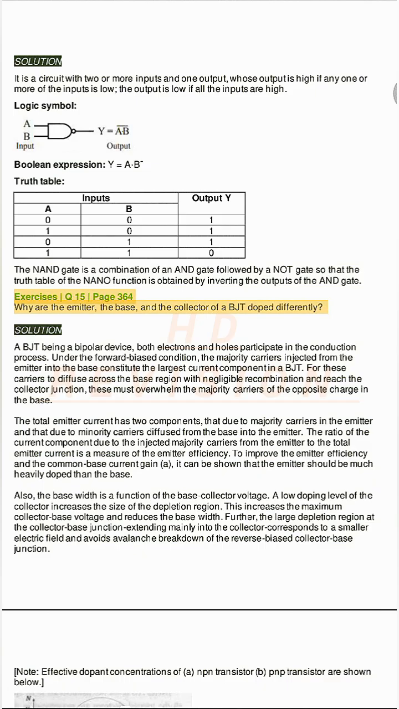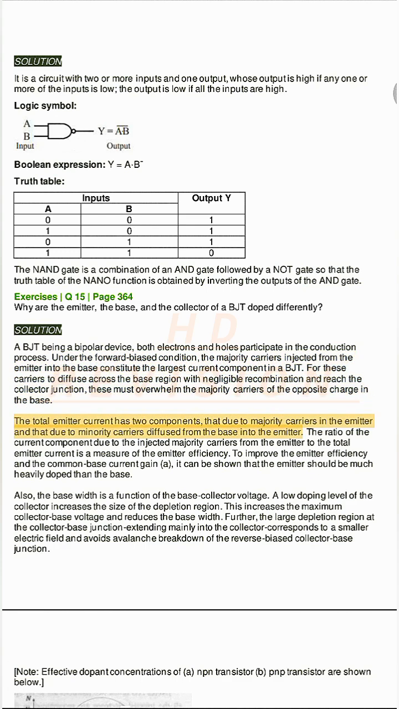Exercises Q15, page 364. Why are the emitter, the base, and the collector of a BJT doped differently? Solution. A BJT being a bipolar device, both electrons and holes participate in the conduction process. Under the forward-biased condition, the majority carriers injected from the emitter into the base constitute the largest current component in a BJT. For these carriers to diffuse across the base region with negligible recombination and reach the collector junction, these must overwhelm the majority carriers of the opposite charge in the base.